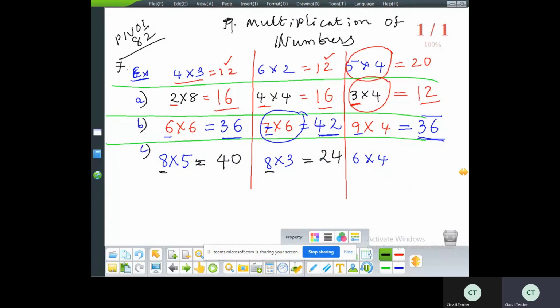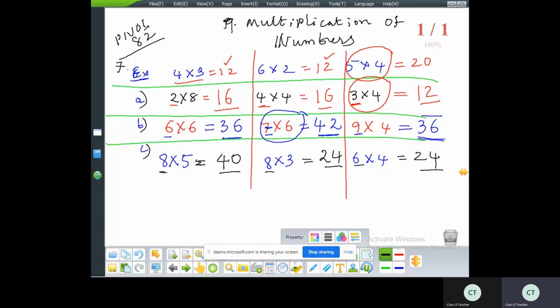Next, 6 4s are 6 into 4, 6 times of 4, 6 is multiplied by 4. 6 1s are 6, 6 2s are 12, 6 3s are 18, 6 4s are 24. From question C, our products are 40, 24, 24.